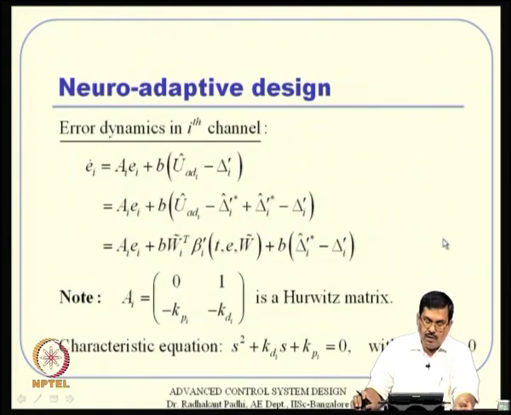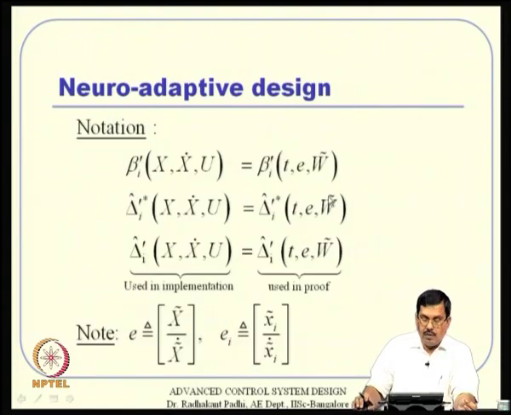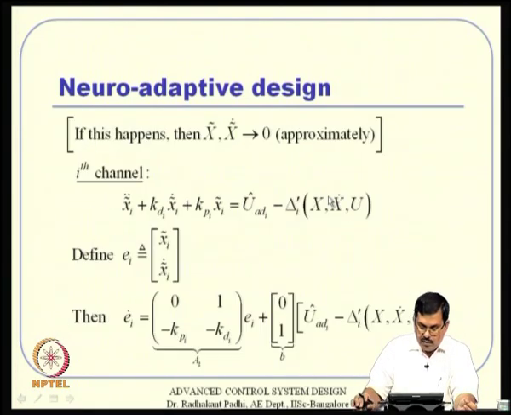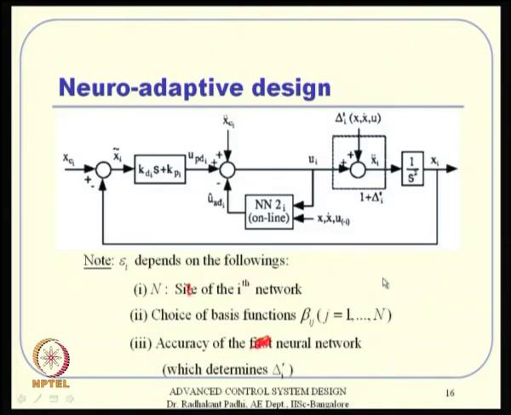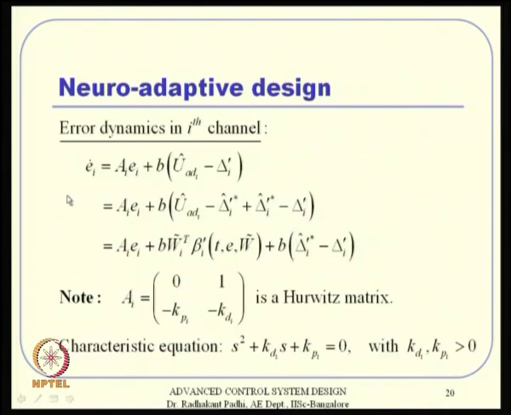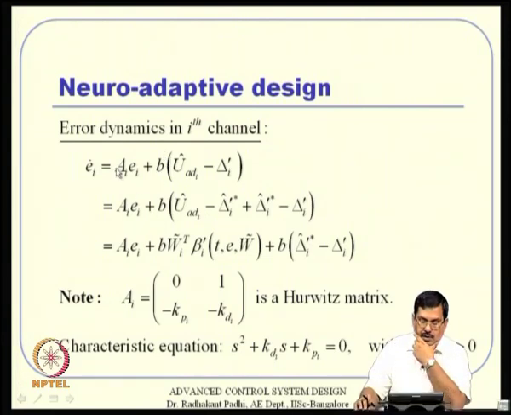Now, we will go back to the ith channel dynamics, that is the critical thing that we started with. So, this is the dynamics of the ith channel, and this is where we will go back and try to see what is going on. Remember B is just 0 1, so that is given like that. A I is something that we defined before.